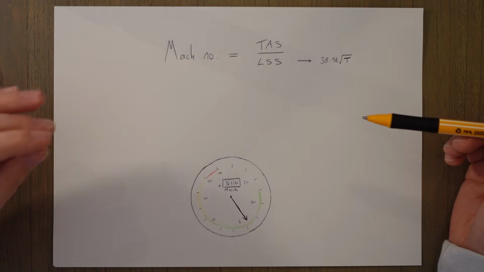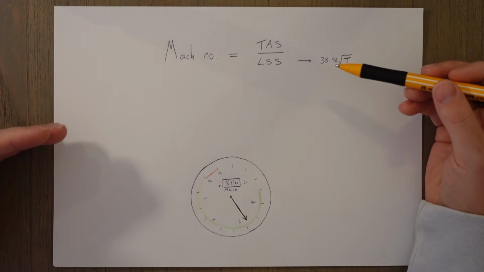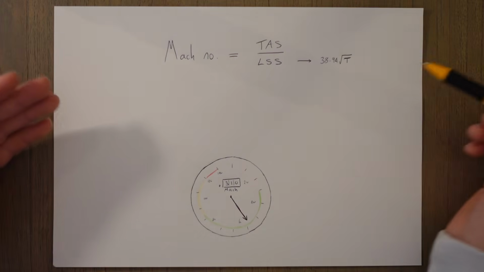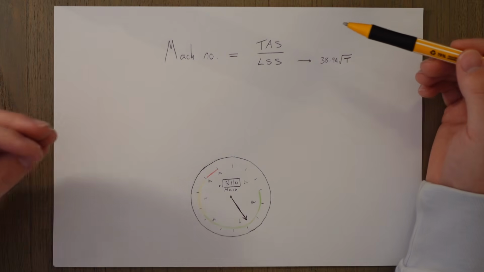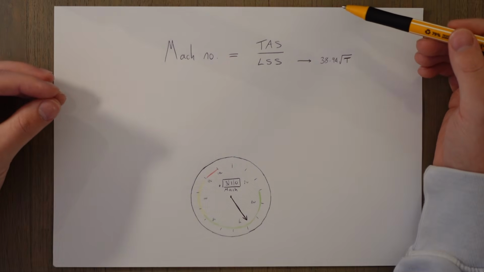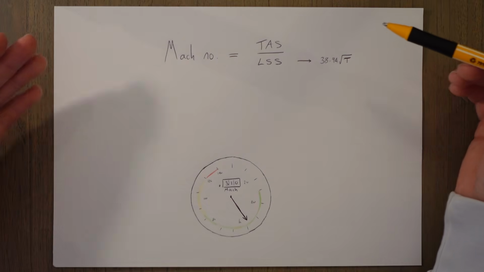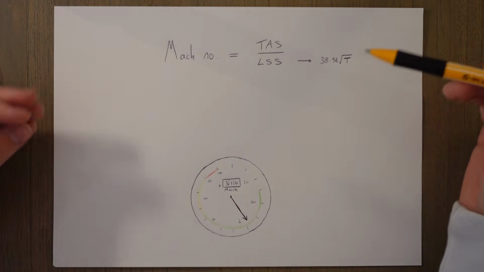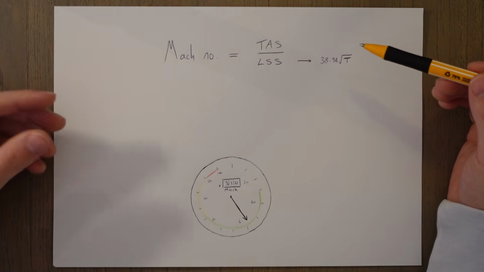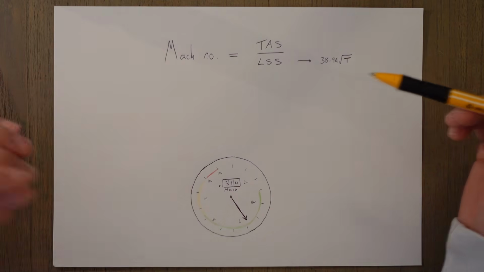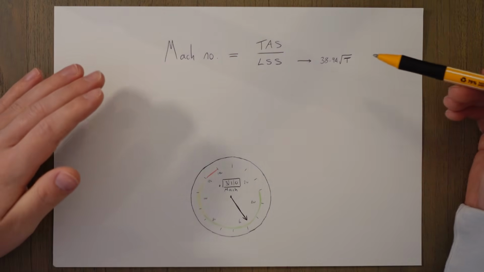In reality though, the two things we need for Mach number, TAS and local speed of sound, both vary with temperature. The local speed of sound obviously varies because of this equation, but the TAS varies with temperature because the changes in temperature will influence the density of the air, and the TAS is the indicated airspeed or the calibrated airspeed corrected for density changes. So if we're flying at a fixed Mach number, any temperature changes as we climb or descend wouldn't really matter because both things we are measuring are being influenced by the same temperature change.